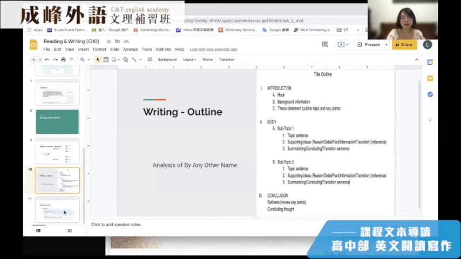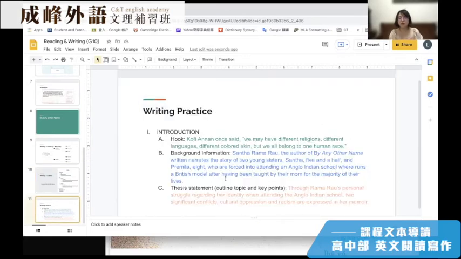So here is an example of the introduction. The hook, you can start a hook with a question, with a quote, with a broader concept to grab people's attention, to give them the interest so that they will continue to read your paper. So the hook here started with a quote. Kofi Annan once said, "We may have different religions, different languages, different color schemes, but we all belong to one human race." So obviously we can tell from the quote we are going to talk about different cultures, even different races, that we all belong to this one human race.